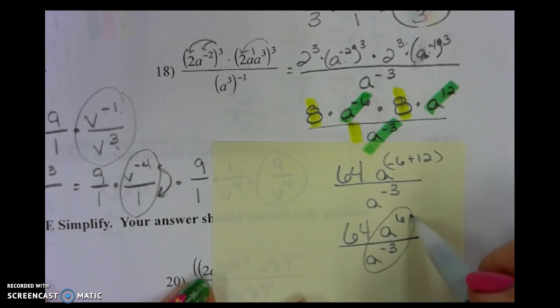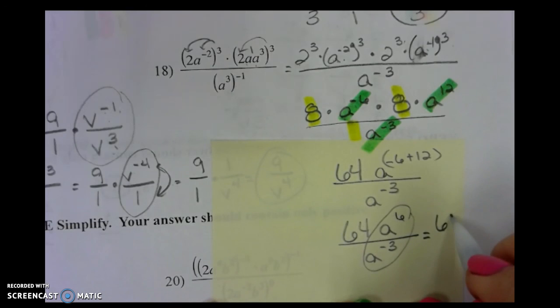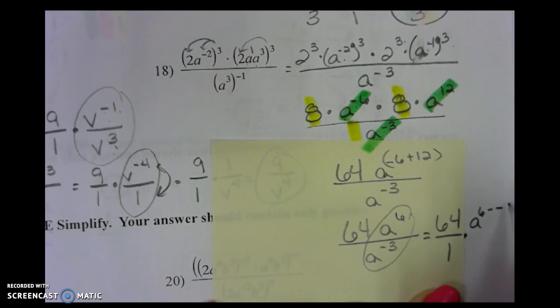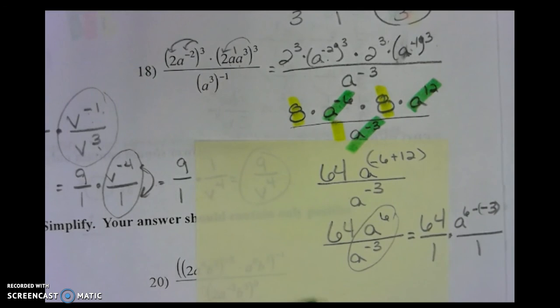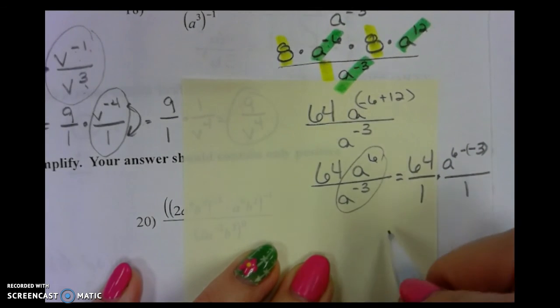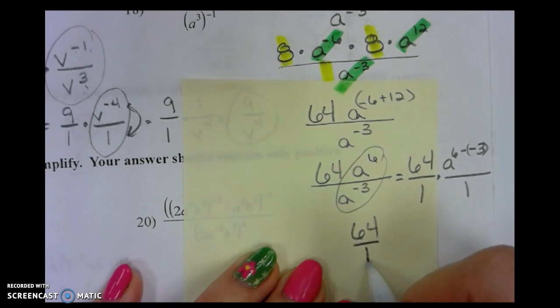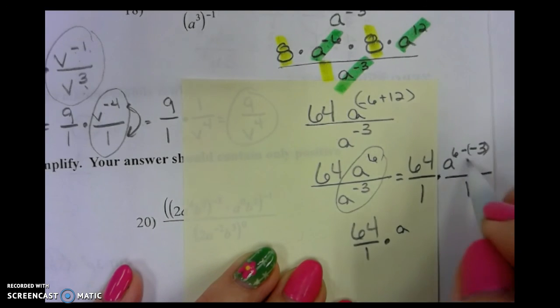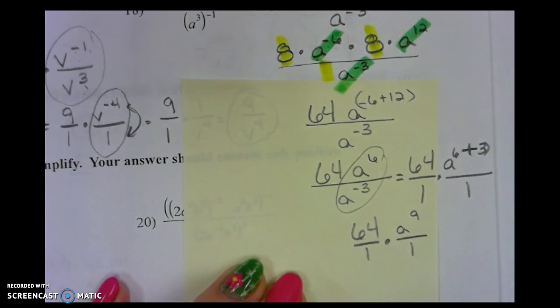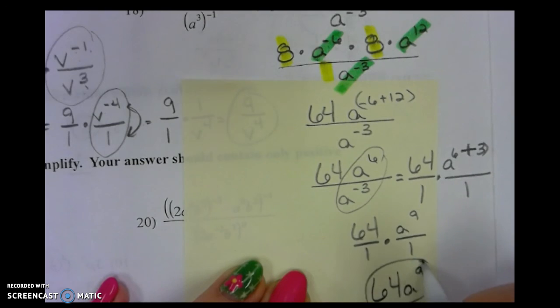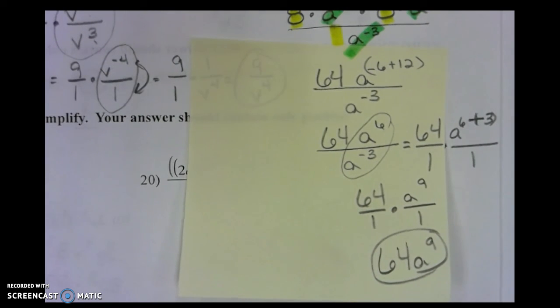I need to combine these a's using the quotient rule. I'm still going to have my 64, or 64 over 1, times a to the 6th minus negative 3. Remember, the quotient rule says you have to subtract, over 1. It's going to be 64 over 1 times a to the, 2 negatives make a positive, 9 over 1. My answer is going to be 64a to the 9th. And we are done.